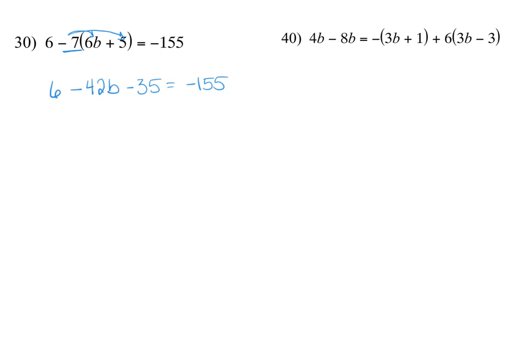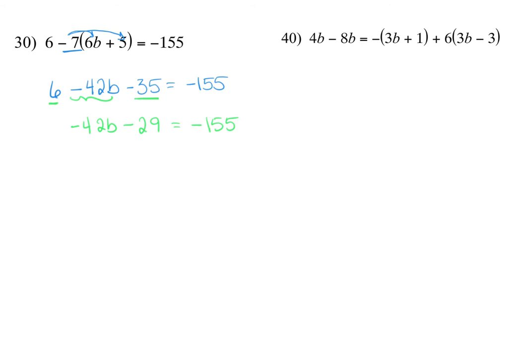I do need to simplify both sides before I can move on. Remember, when you're simplifying a side, you do not do the opposite. So I have a positive 6 and a negative 35. I just combine those. The negative 42b cannot combine with anything. If I have a positive 6 and a negative 35, I'm going to subtract and keep the sign of the larger, so that's negative 29 equals negative 155.